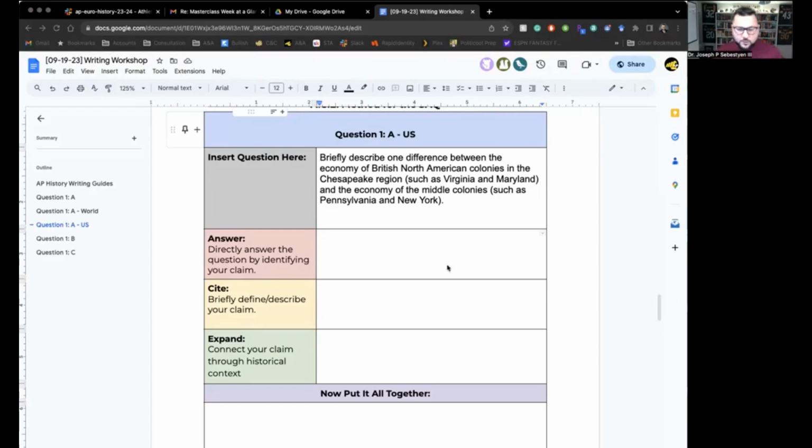Okay, awesome. So this is a little bit longer answer than you typically would get in your short answer because it's asking for a difference. So you actually have to do the ACE method twice, but we're just going to try to combine it. So hopefully you understand because I'm going to have to answer the difference for the Virginia and Maryland colonies and then the difference between the Pennsylvania and New York. So one difference between the economy of the, this is a little bit redundant.